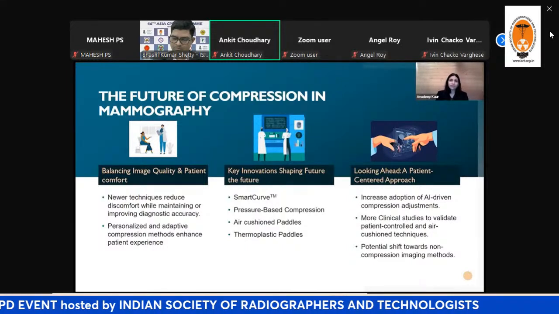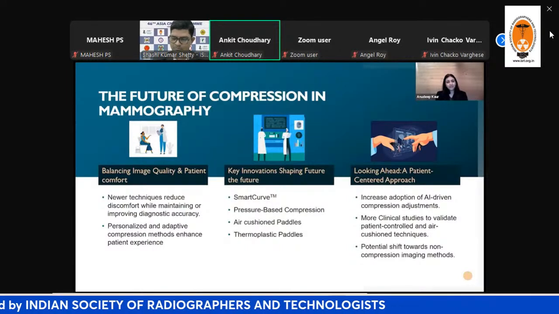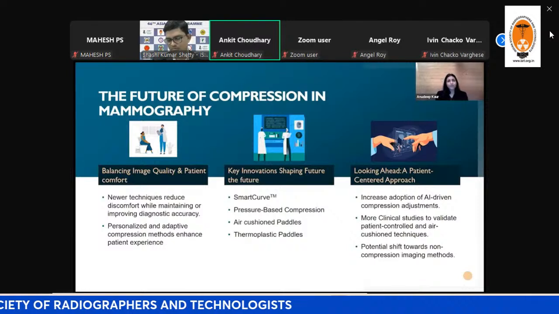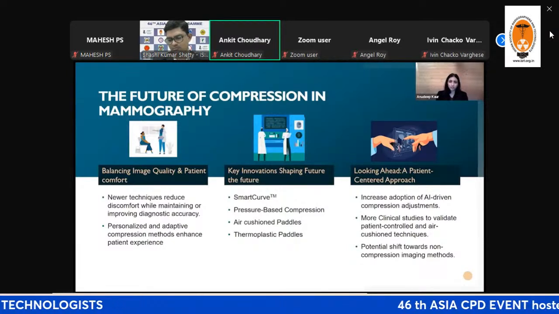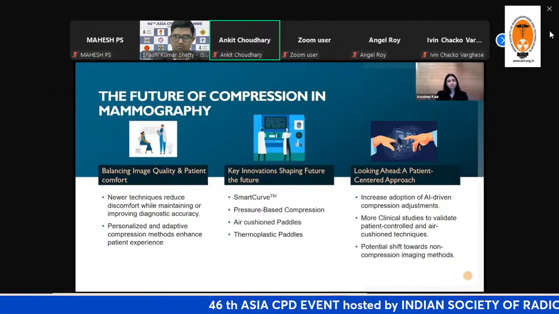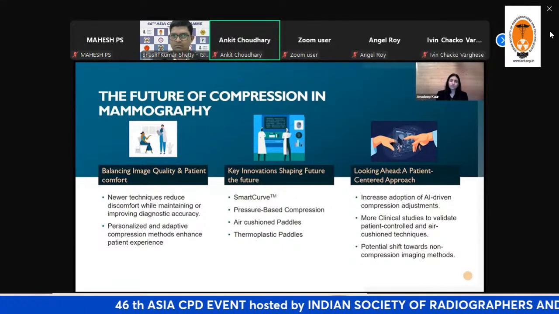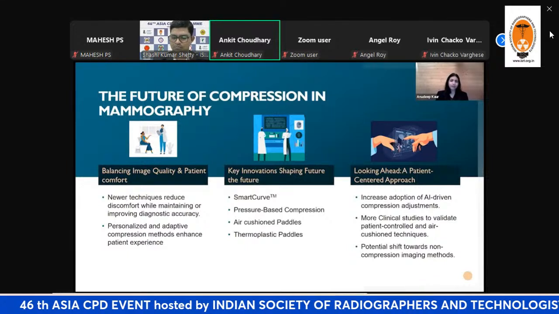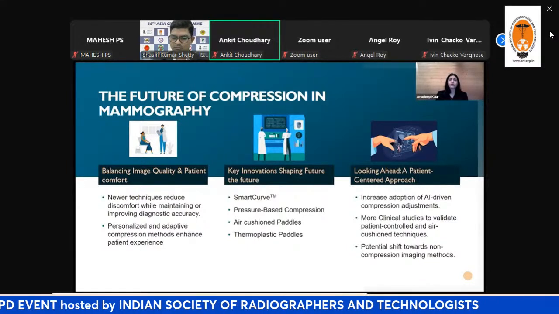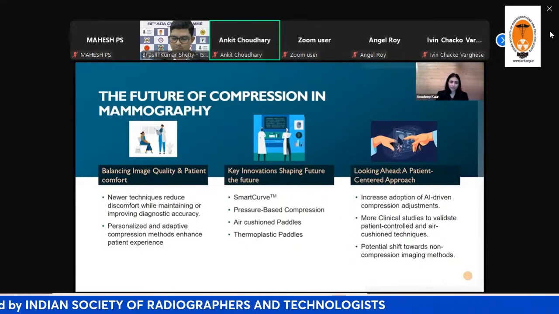Second is the pressure-based compression, because it is not force-based. The pressure-based compression really helps people with the reduction in pain and discomfort. So these are the two innovative future ideas that people in the industry are looking forward to, to get more adaptability.